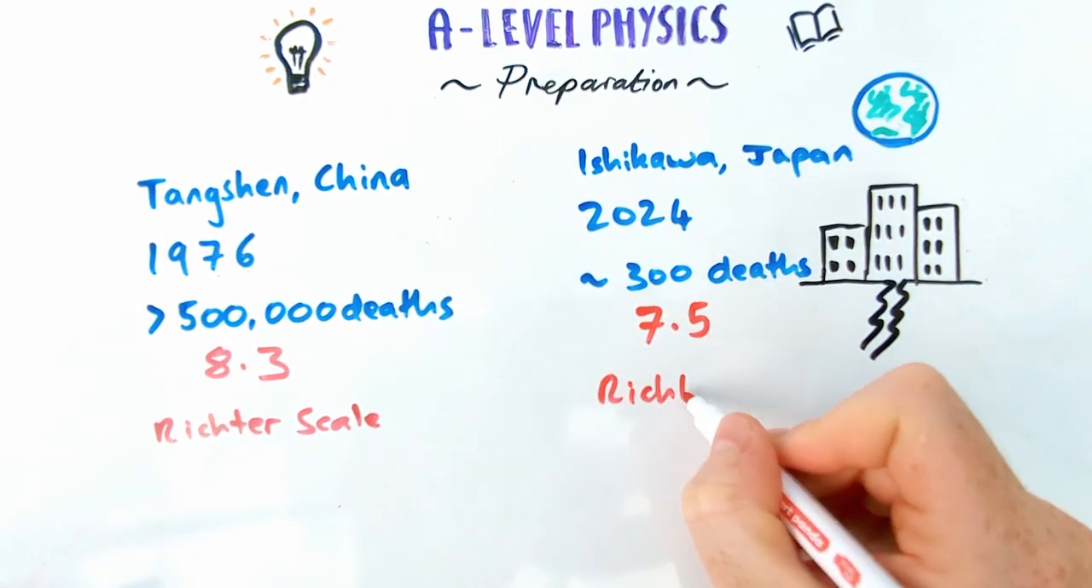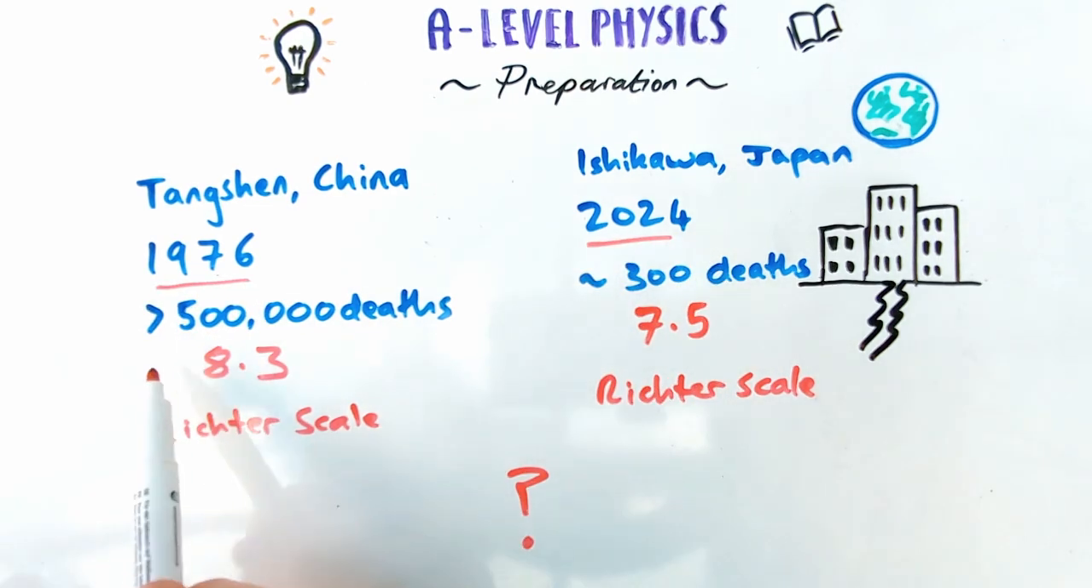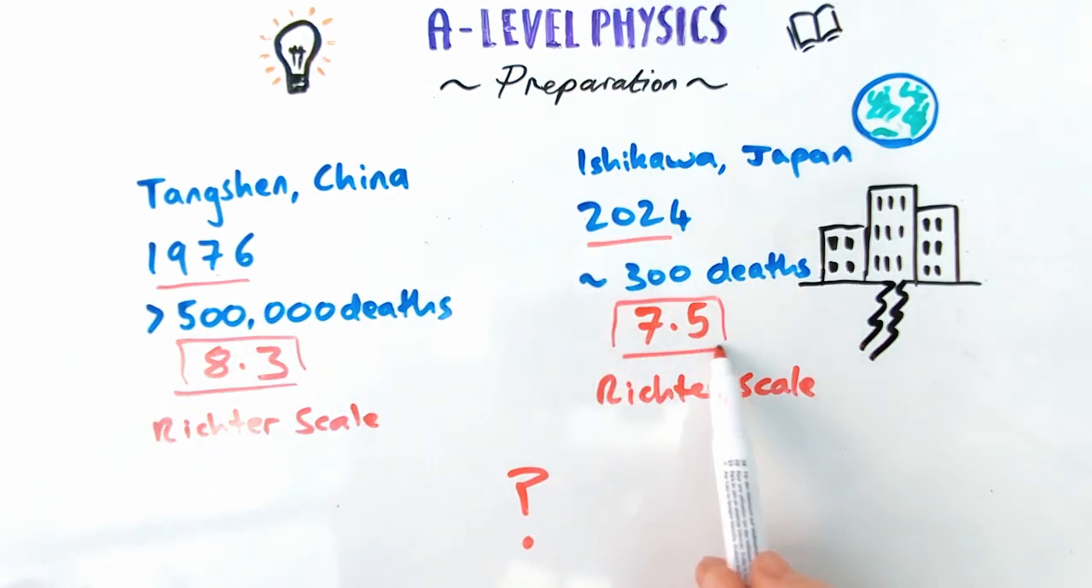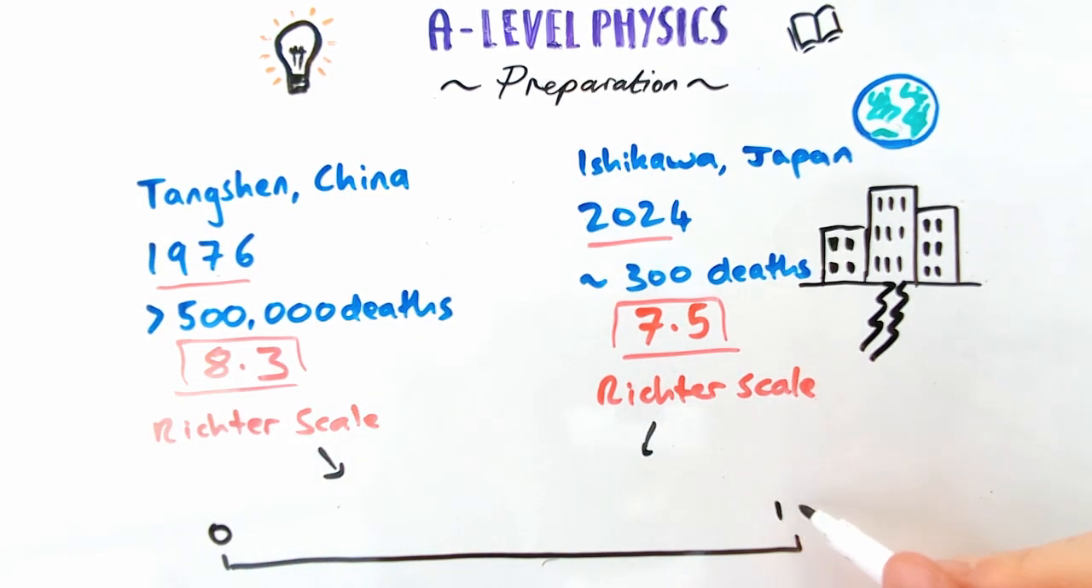Now, obviously, modern architecture in modern-day Japan will be much more earthquake-proof than in the 1970s China. However, there is a much more fundamental reason related to the power of the earthquake why one was a lot more powerful, even though they seem to be very similar on the Richter scale.